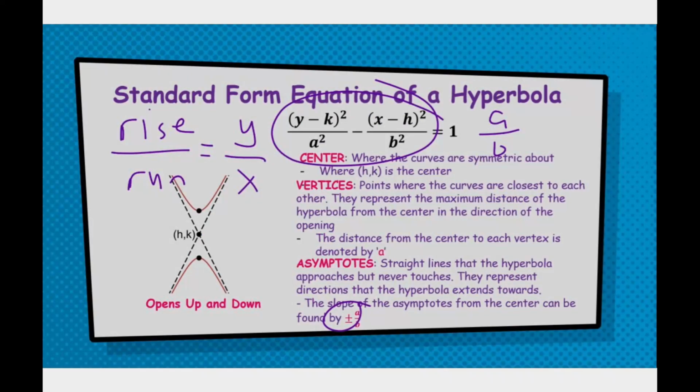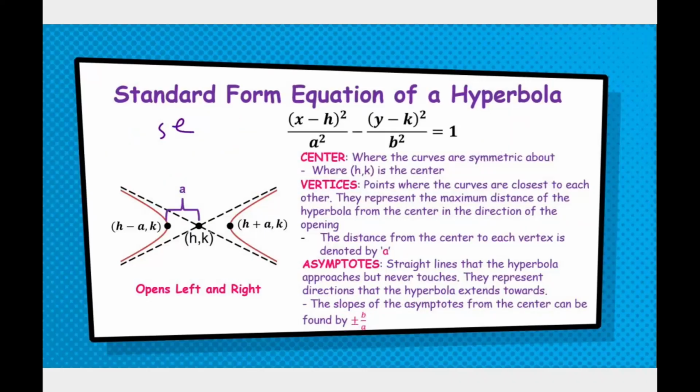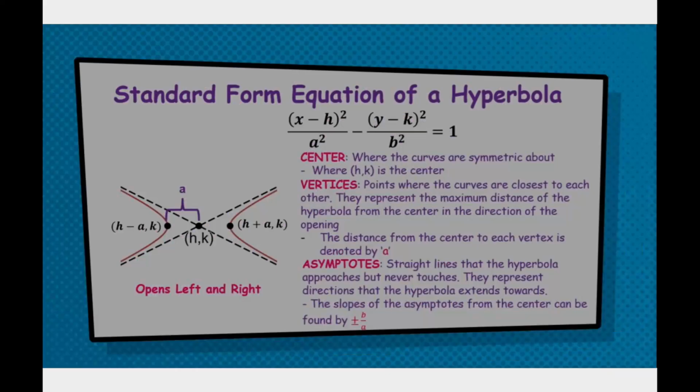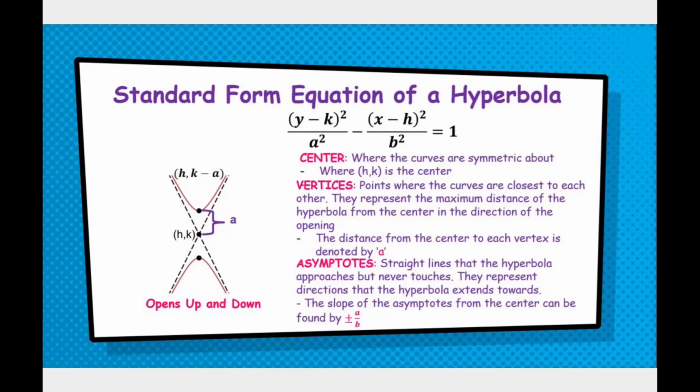If we go back to this, rise over run, I know it's not exactly the same, but this is just how I remember it. B over a, and that's what we get down here. So that's one way we can maybe help try to remember which one's what. And then these are the points of our vertices.